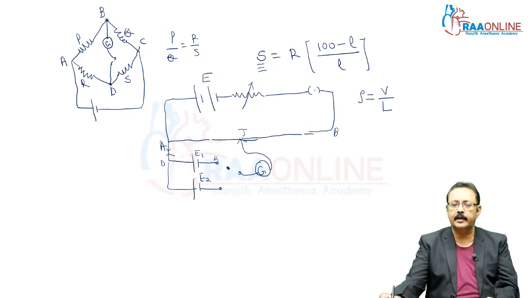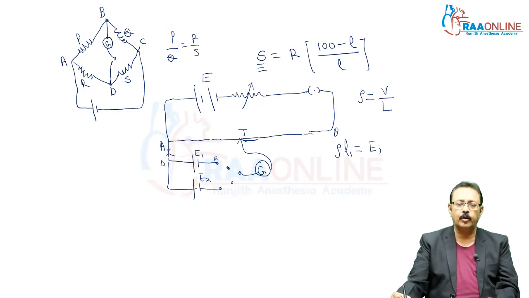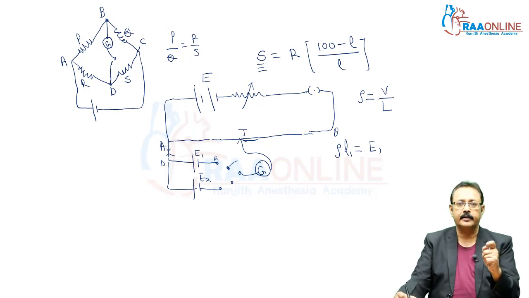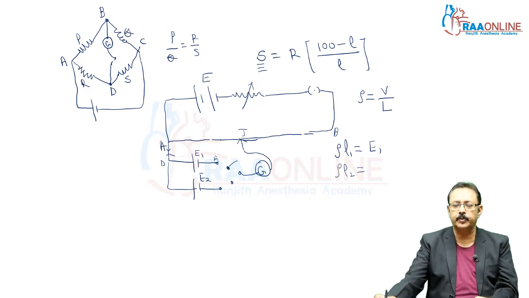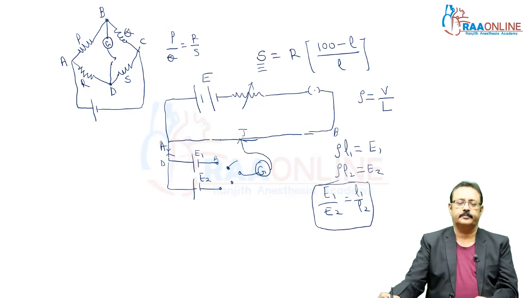Suppose you get this at length L1. So the potential difference between A and J is rho L1, which is equal to E1. Now close this key and open the other key. Now E2 is in the circuit. Again find the null point. Suppose now you get it at length L2. So rho L2 equals E2. It means E1 upon E2 equals L1 upon L2. In this way, you can compare the EMF of two cells.